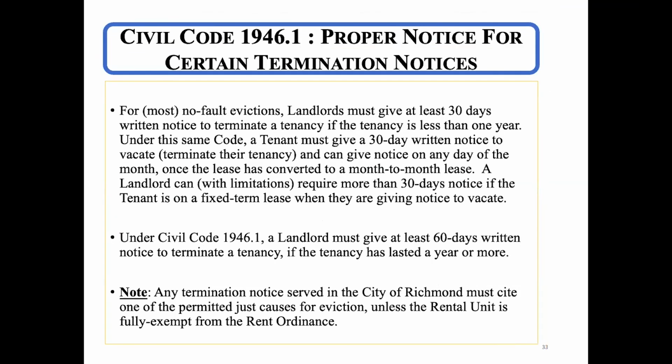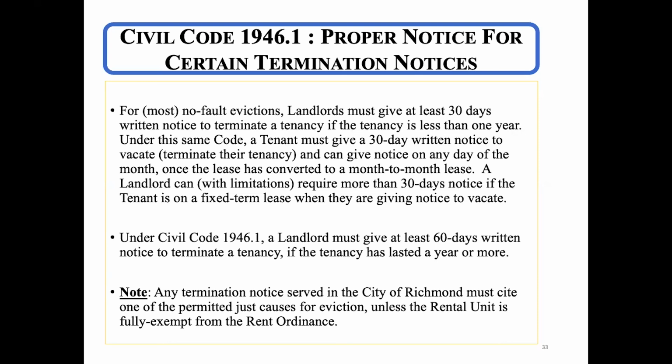Civil Code 1946.1 talks about proper notice for certain termination notices. For most no-fault evictions, landlords must give at least 30 days written notice to terminate a tenancy if the tenancy is less than 1 year. However, under the same code, a tenant must give a 30-day written notice to vacate and can give notice on any day of the month once the lease is converted to a month-to-month lease.